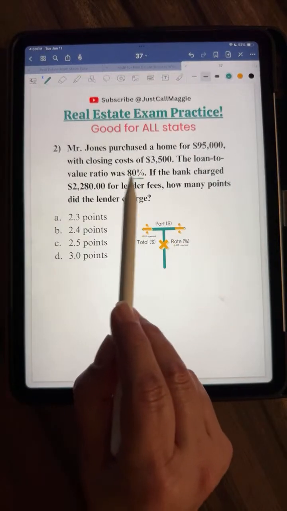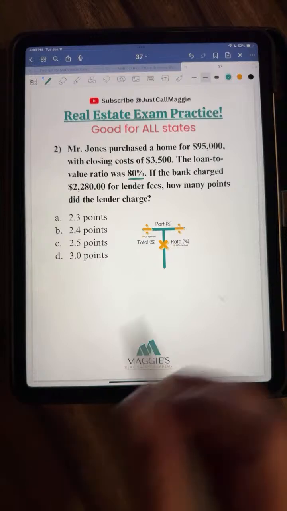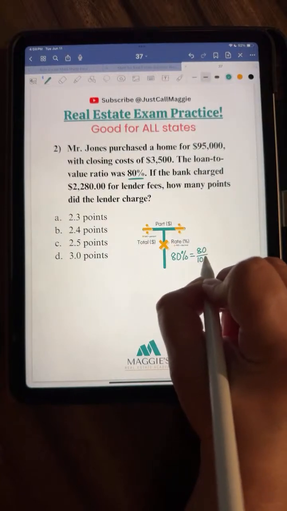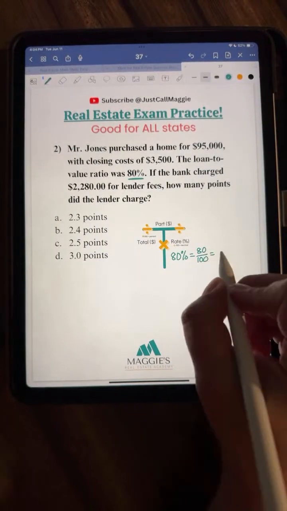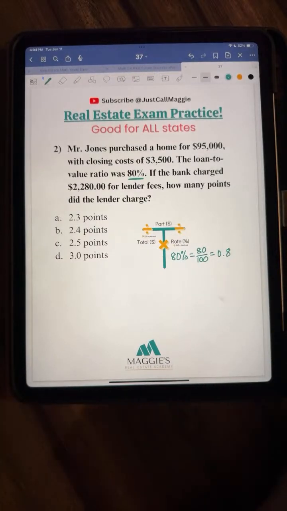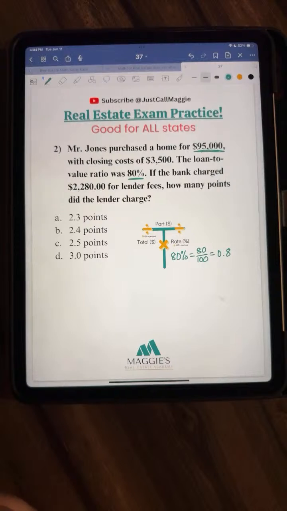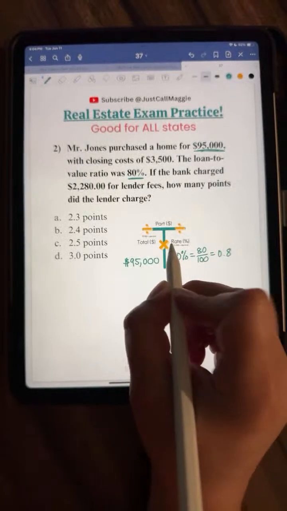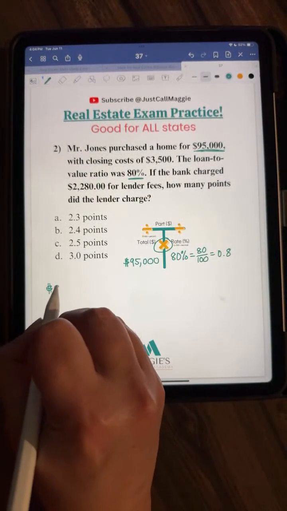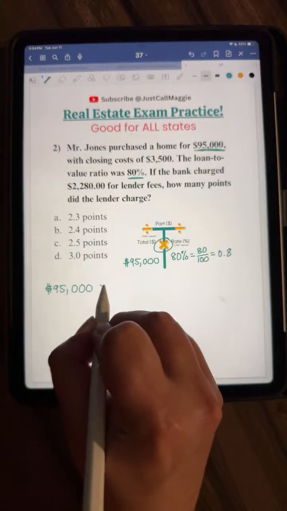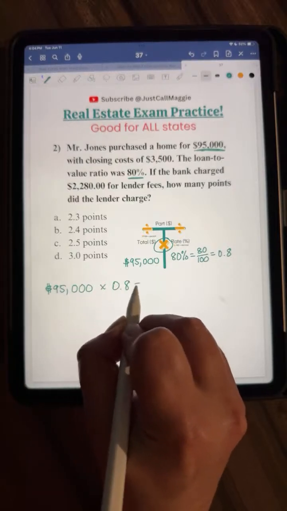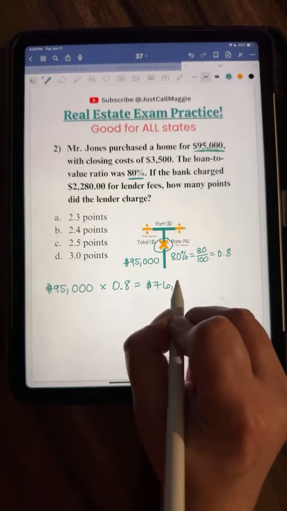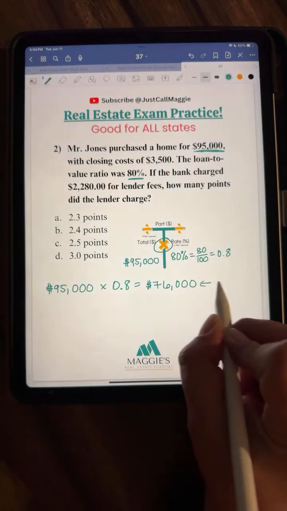So here they gave us a loan to value ratio of 80%. I'm going to put that here in my rate column. Let's find out how much that is in a decimal. Just divide 80 out of 100, and that's going to give you 0.8. Now we're going to put the sales price, the purchase price of $95,000, in the total column. And now we're going to multiply. $95,000 times 0.8 is going to give us our loan amount, which is $76,000.